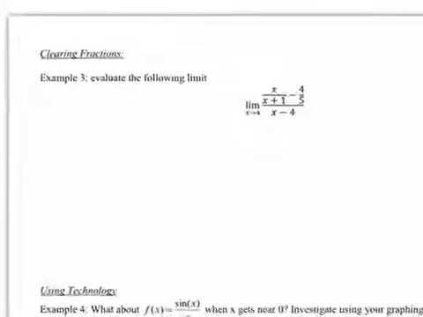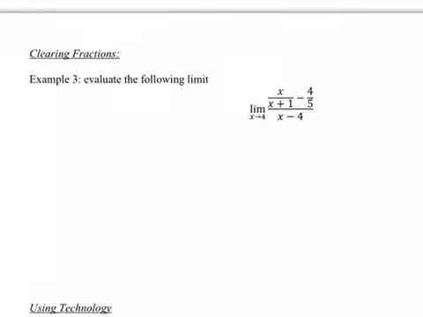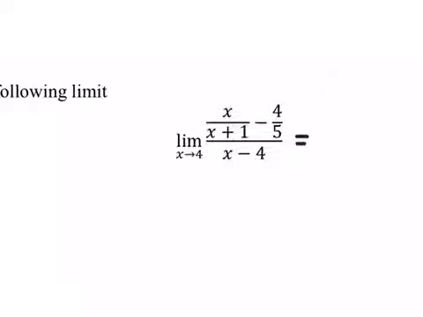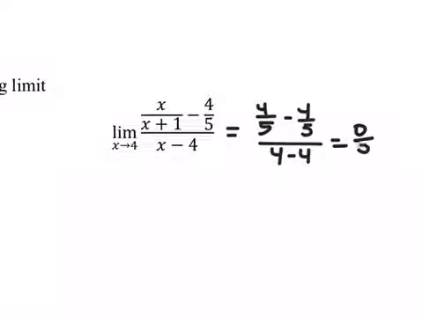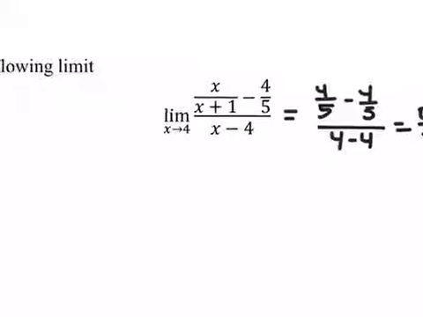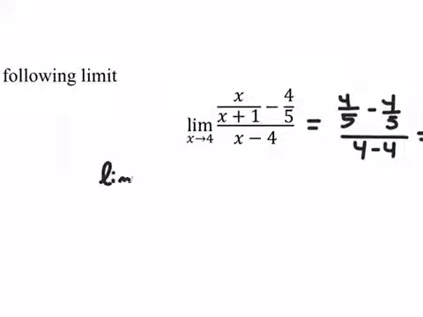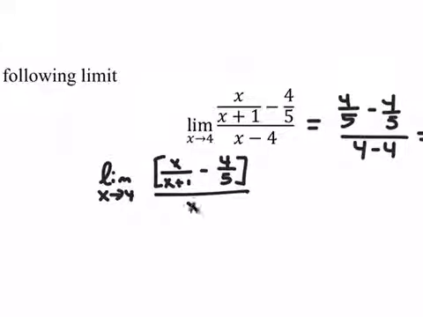All right, our next method, clearing fractions. Again, first thing I would do is evaluate. I'd plug in a 4, so I'd get 4/5 minus 4/5 over 4 minus 4. Again, the goal of today is to recognize 0 over 0 means more work to do. So I'm going to take this limit as x approaches 4 of x over x plus 1 minus 4 over 5, all over x minus 4.